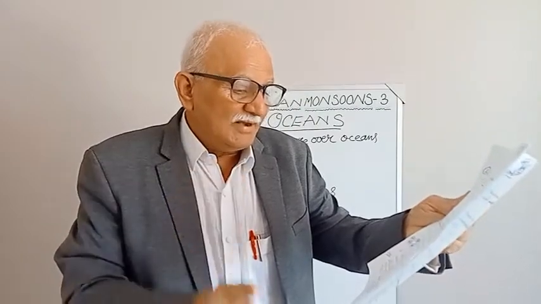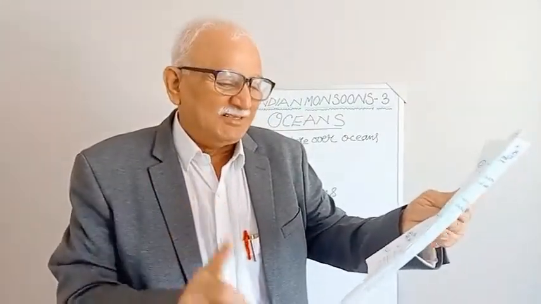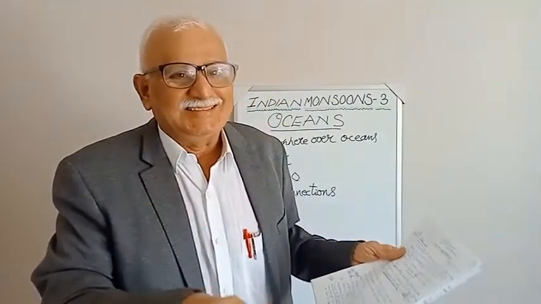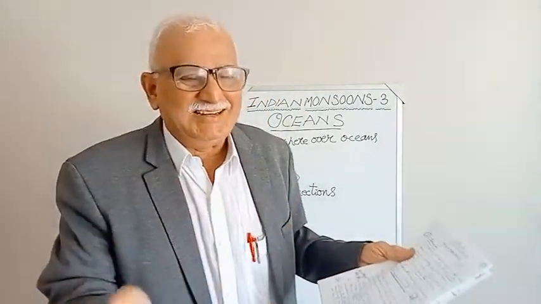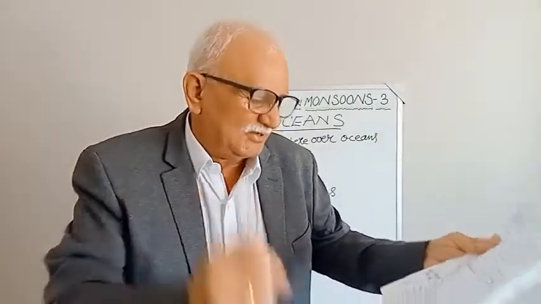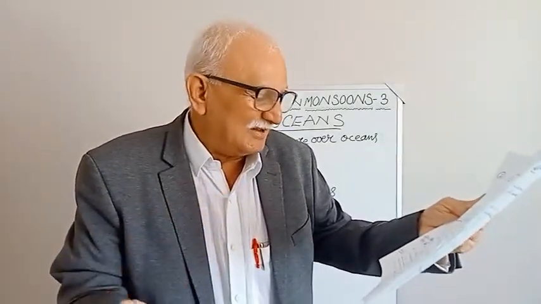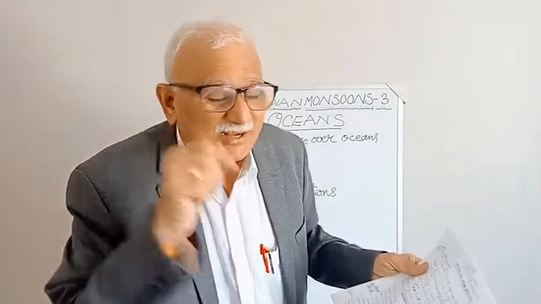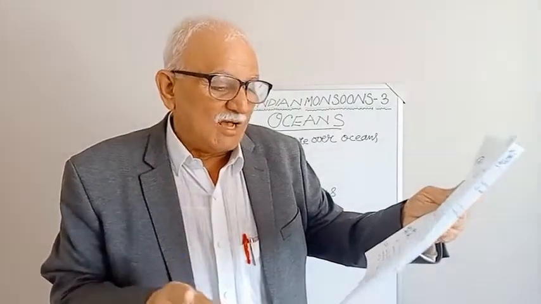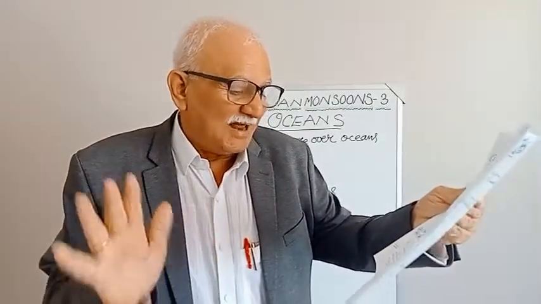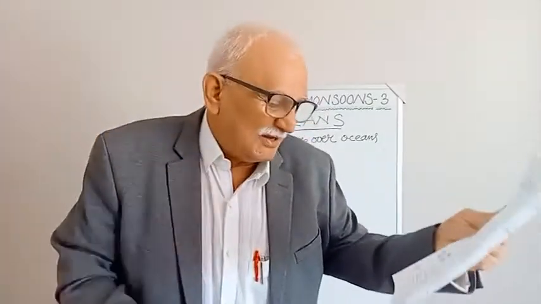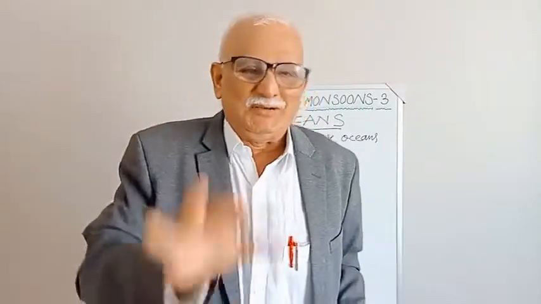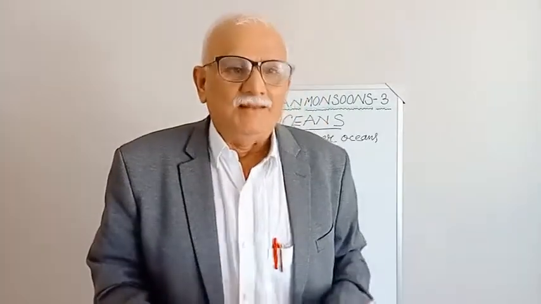There is an alternative hypothesis in which the monsoon distribution is considered as a manifestation of the seasonal migration of the intertropical convergence zone, which is also known as the equatorial trough, in response to the seasonal variation of the latitude of maximum insolation. Once again, the third time I will tell.